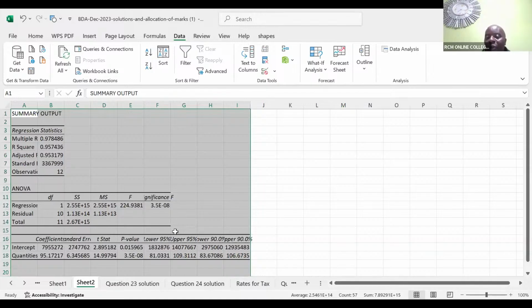Is there somebody who has been able to reach where we have reached? If you have been able to reach where Mwalimu has reached, are you able to share your screen? Then we compare notes. We see whether you have been able to reach where Mwalimu has reached. And by any chance, is there anybody who does not have this data analysis tool pack? We assist them.